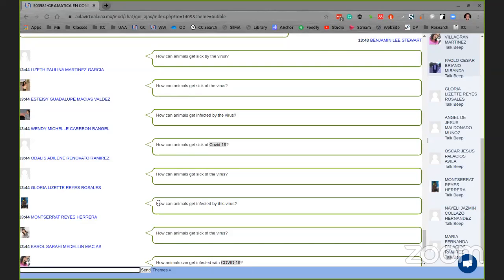How can animals get infected? So look at this example. How can animals, which verb tense are we talking about? The present tense. Why? How do we know that? Because of can. Now, the rest of the verbs have to be in the base form, right? We have to say get infected. How can animals get sick?